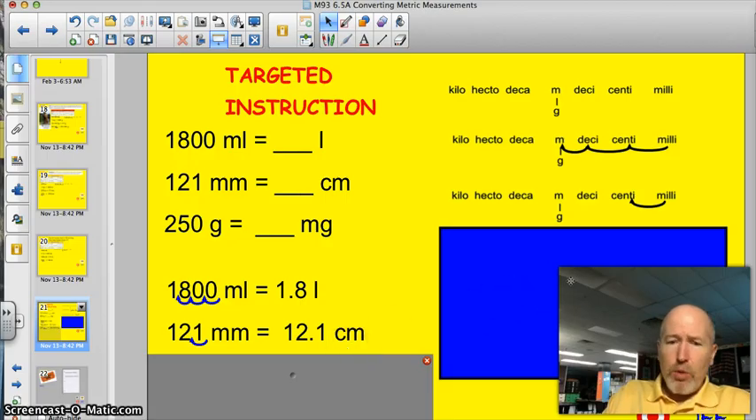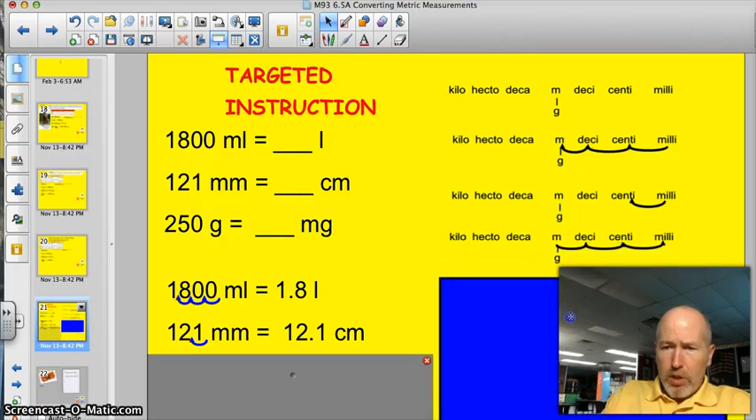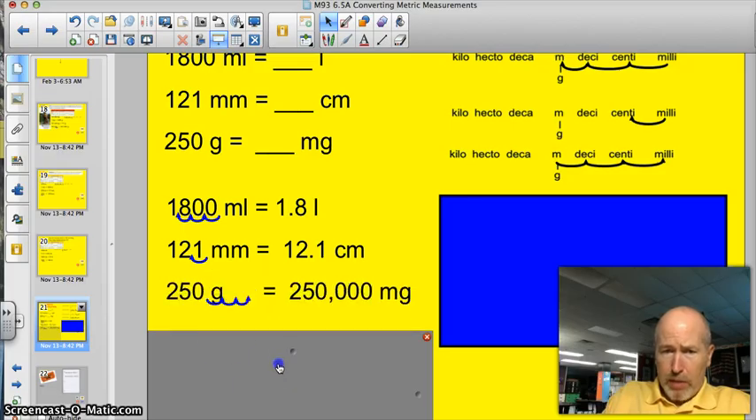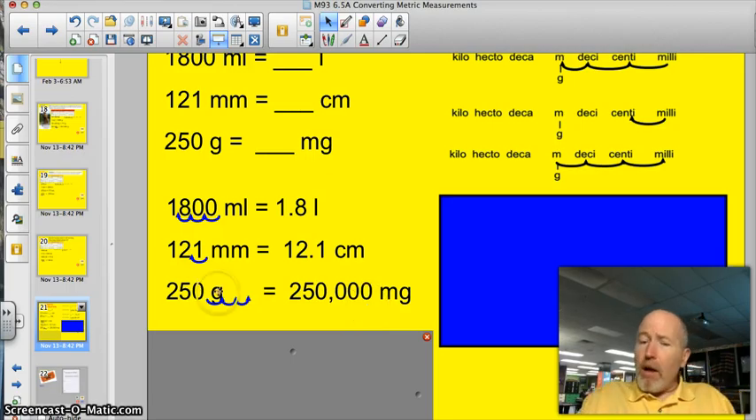And our last one, 250 grams, we're going to milligrams. So here we're going from grams to milligrams, I'm going to go 1, 2, 3 spots to the right. So, of course, I have to move my decimal 3 spots to the right. 1, 2, 3, giving me a total of 250,000 because I had to put in 3 placeholders. All right, I think you get the idea of how to use these.